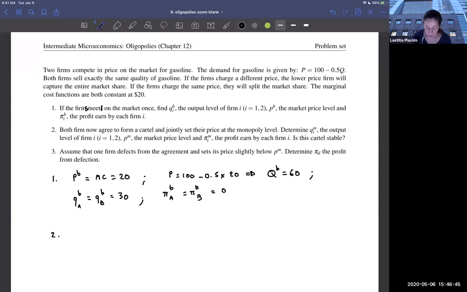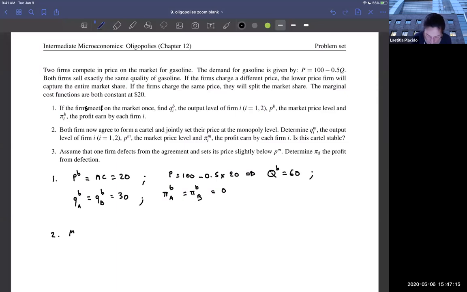Okay. The second question says, both firms agree to form a cartel. And when you form a cartel, you have only one objective. It's to produce at the monopolist level, okay? So they're going to set the price at the monopoly level and coordinate on that monopoly price. So question, what is the market outcome here?